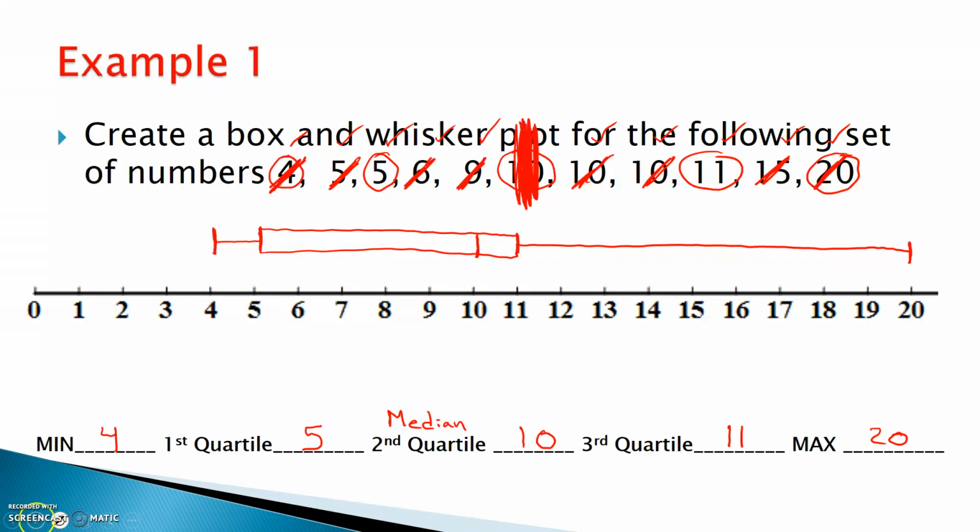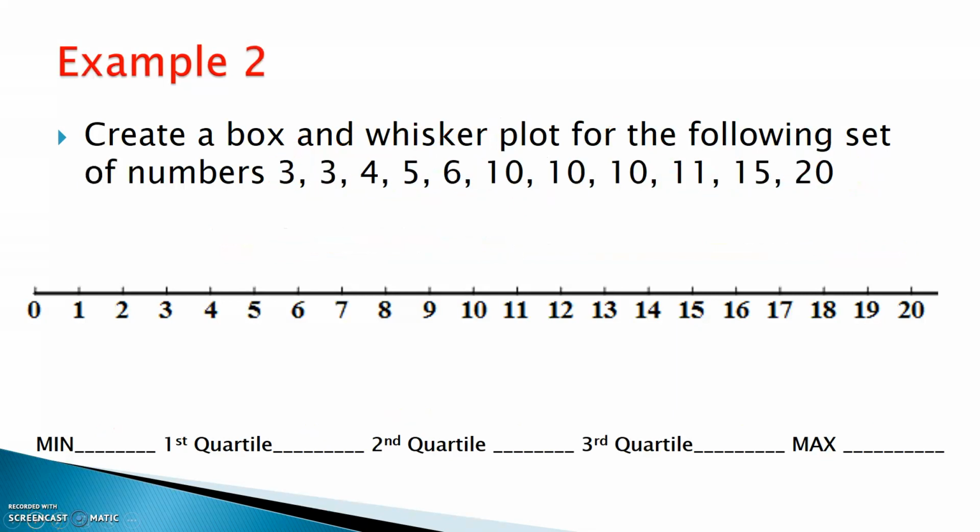All right, what I want you guys to do is try example 2 for me. Write those numbers down: 3, 3, 4, 5, 6, 10, 10, 10, 11, 15, and 20. First of all, they're all in order, so get to it. Find the min, find Q1, find your median. Again, Q2 is just your median. Find Q3 and your max, and plot that on a number line. Create that box and whiskers. Actually, pause the video here. When you're ready, hit go, and you'll see if you got the right answer.